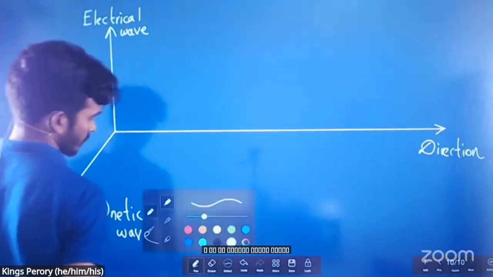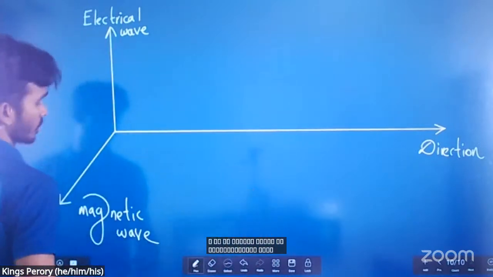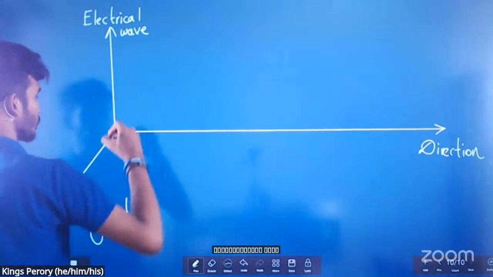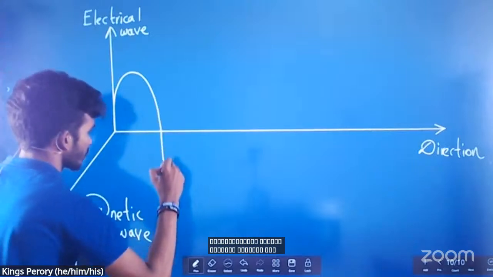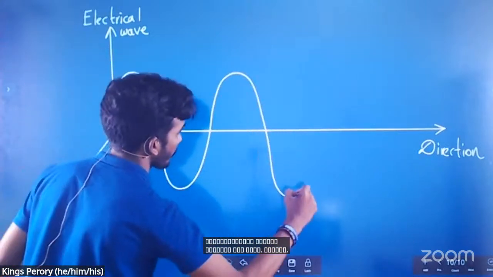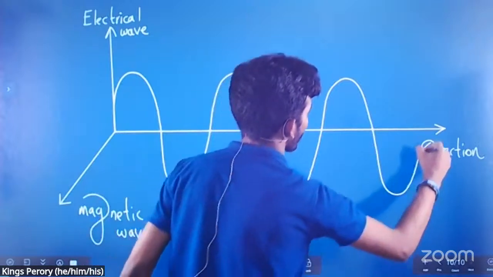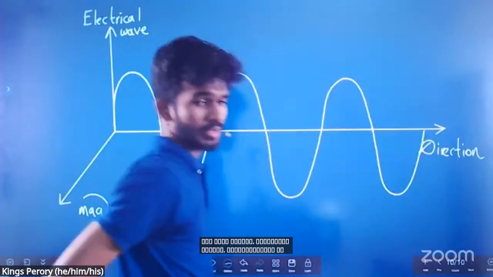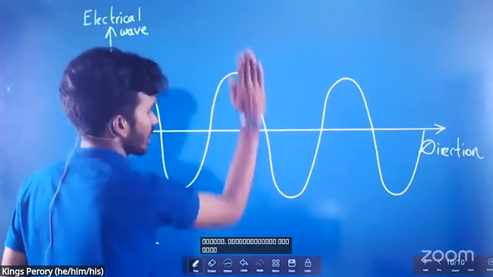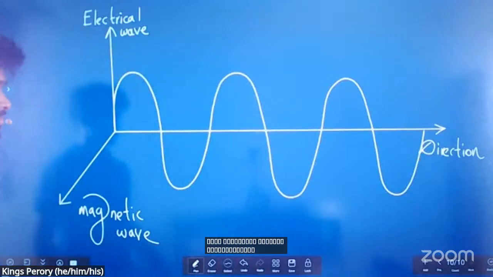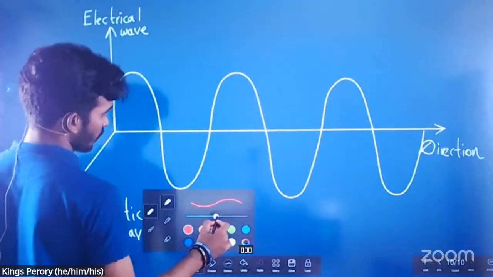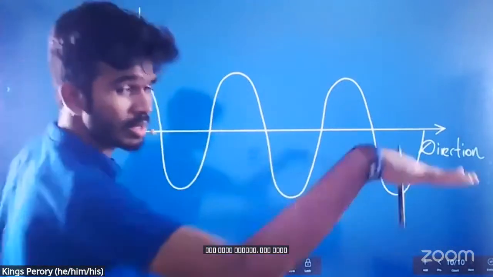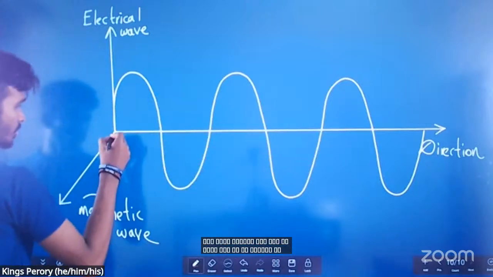See, electrical wave. The electrical wave is propagating on this axis. On this vertical axis, the electrical wave is going. I'll use red color for the magnetic wave. On this axis, out and into the board, magnetic wave. Look.